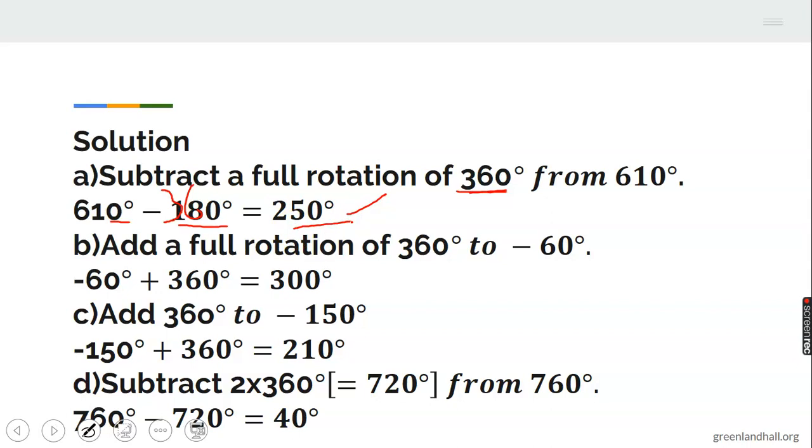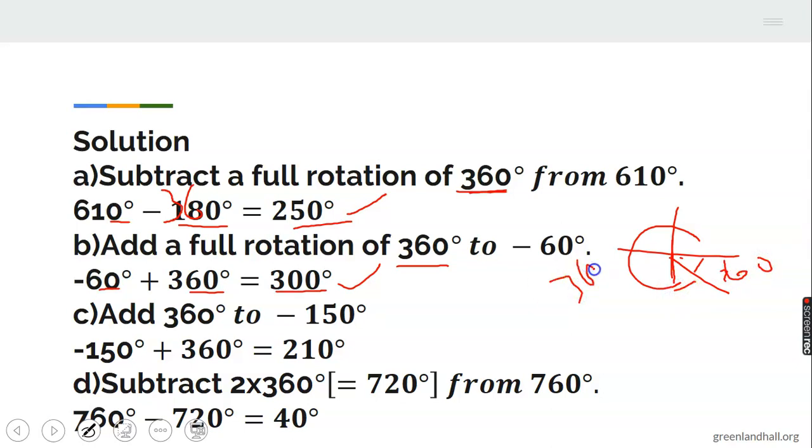B, we add one full rotation, that's one revolution, that's 360, to minus 60. We have 300. So the answer is 300. You can use a diagram as well to get it. You are here. You move 60 here. So the remaining angle here will be 300. This is 60 degrees. So the remaining one is 300 degrees. That's when you move anti-clockwise.